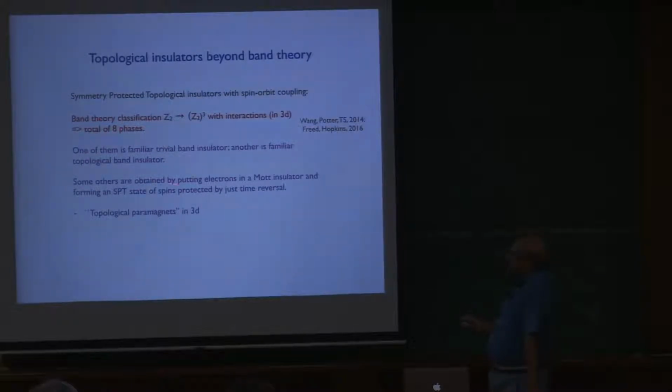So one of these 8 phases is the familiar trivial band insulator, like silicon, right? Now, another of these 8 phases is the familiar topological band insulator, like bismuth selenide or any of these things. You said the symmetries were charge conservation and time reversal. Time reversal and parity as well? No. We don't need parity. But time reversal acts on the electron. The electron is a Kramers doublet under time reversal. So T squared is minus 1. So that's very crucial.